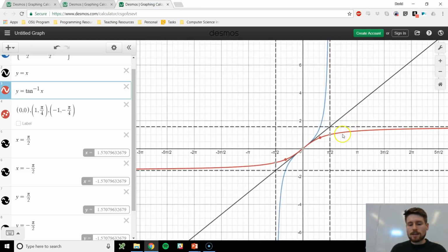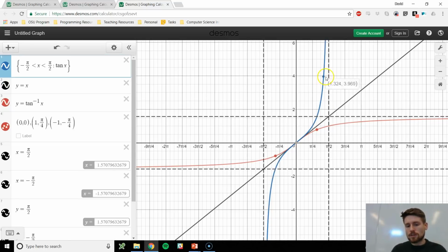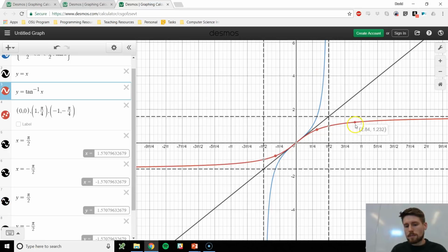Okay? But again, to graph it, all we needed to do was take our tangent function, just a snapshot close to 0, from negative pi over 2 to pi over 2, and then reflect each of those points across the line y equals x. So this point right here, say negative 1.3 something, 4, ends up becoming 4, 1.3 something. So that comes over here. Okay, so this point gets reflected. All right, those are the graphs of the inverse functions.